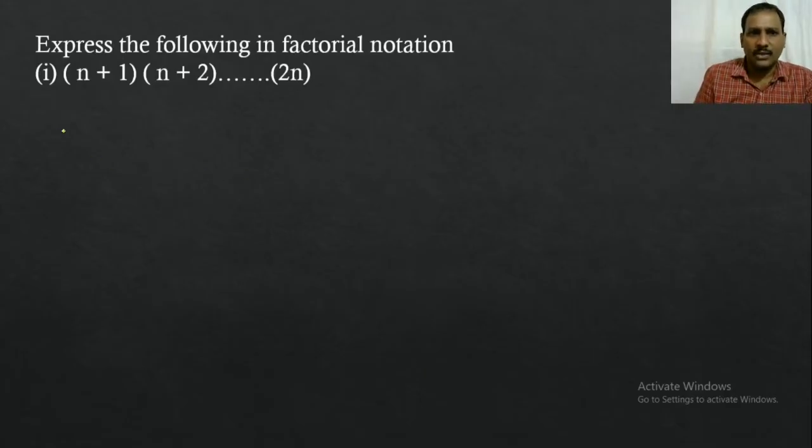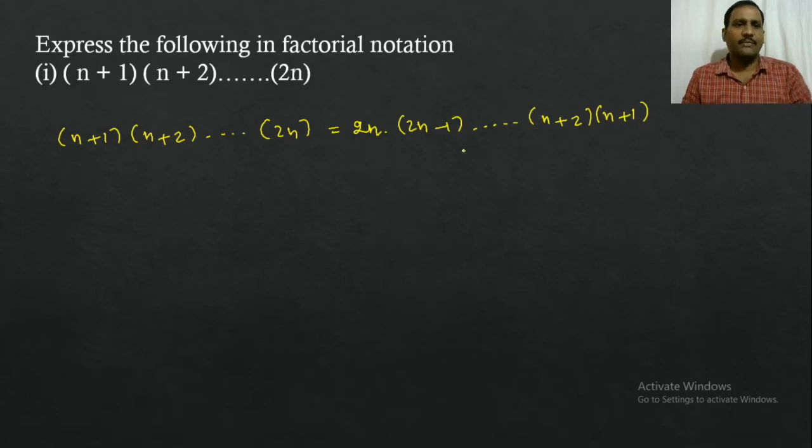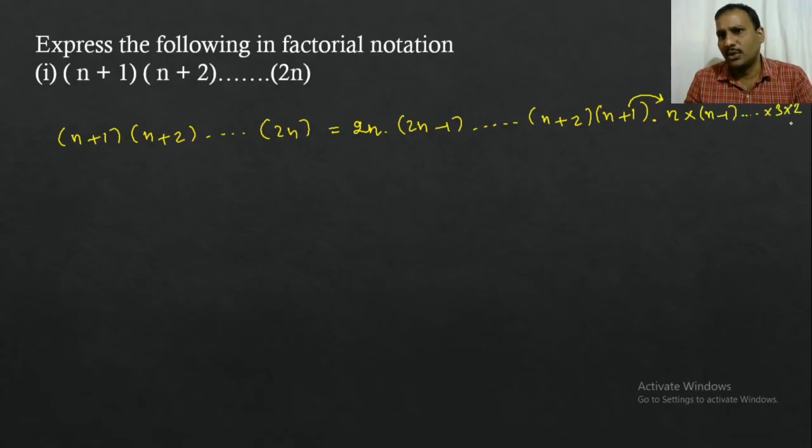Next, express the following in factorial notation. Here we have n plus 1 into n plus 2 and so on up to 2n. If I write it in the reverse order, 2n, the next number is 2n minus 1, and so on, down to n plus 2 and n plus 1. To write in factorial notation, we should have all the natural numbers starting from 1. Here it has ended at n plus 1. The next number after n plus 1 will be n, then n minus 1, and so on up to 3 into 2 into 1.